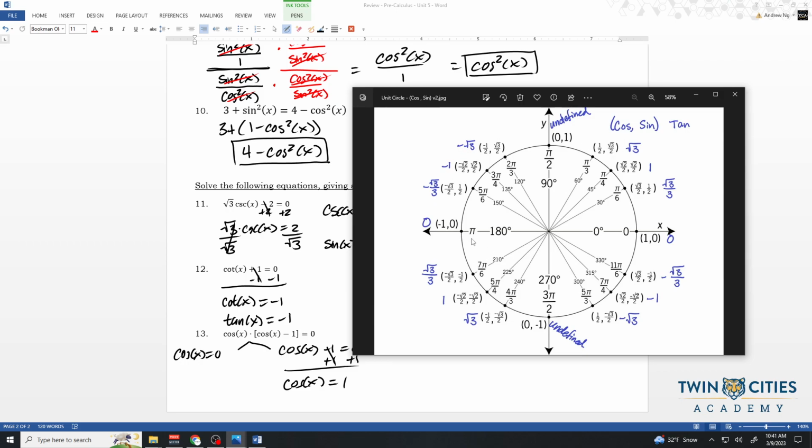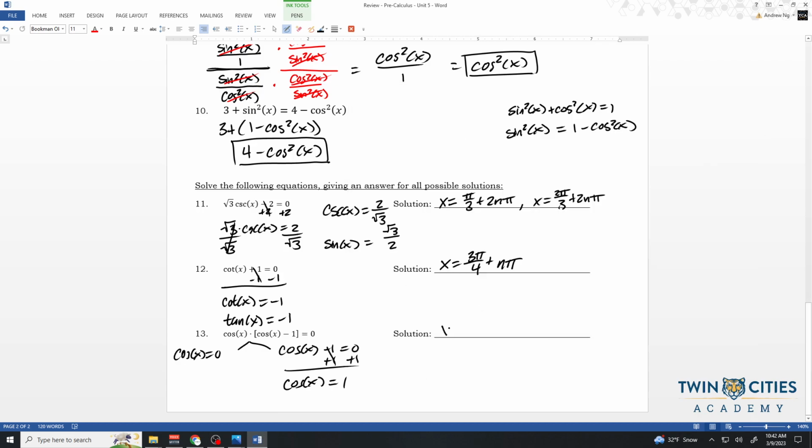Okay, cosine of x equals 0. That's going to occur at pi over 2. And that's going to occur at 3 pi over 2. So since they're halfway across again, I'm going to say just one of them, pi over 2, plus n pi. And then for cosine of x equals 1, that occurs at 0. And then every 2n pi. So I'll say x equals pi over 2 plus n pi, and then x equals 2n pi. So 0 plus 2n pi, or just 2n pi.